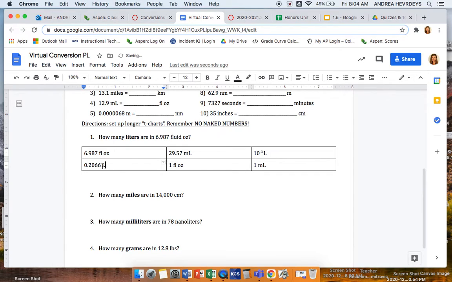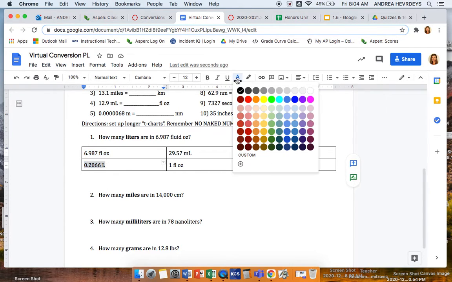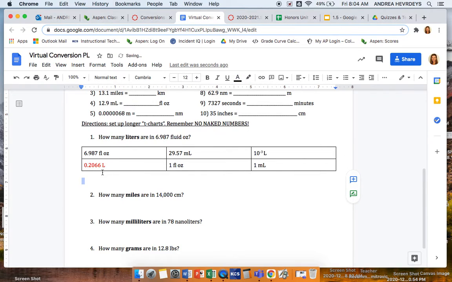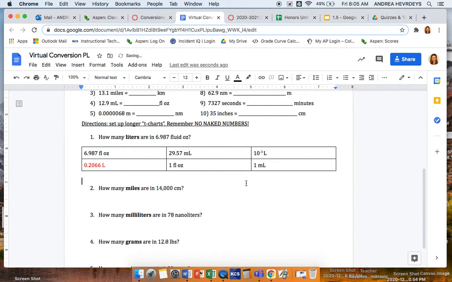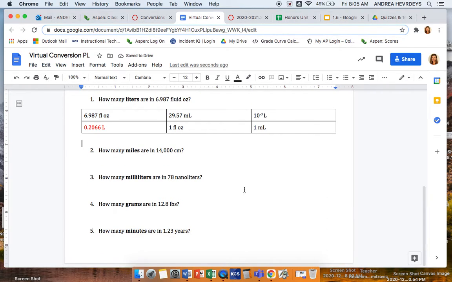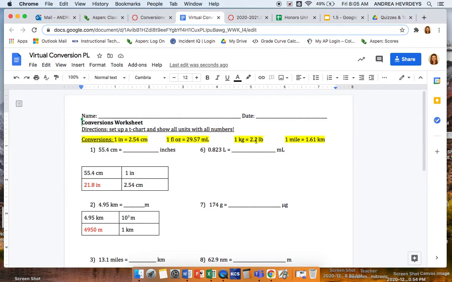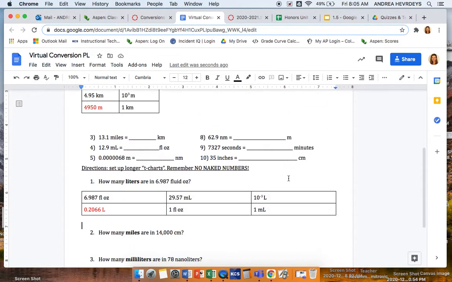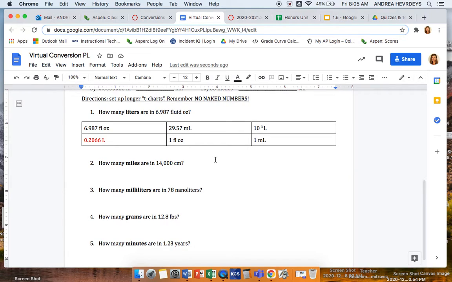0.02066. I need 4 sig figs because that is 4 sig figs, right? So I'm going to highlight that, color it red. There's my answer. All right. So you have to be showing all the units and conversions that you have access to, okay? Not just made up ones. So making sure that you are not looking up all the conversion factors. I have given you all these conversion factors. Your metric conversion factors are given to you as well on your yellow sheet.